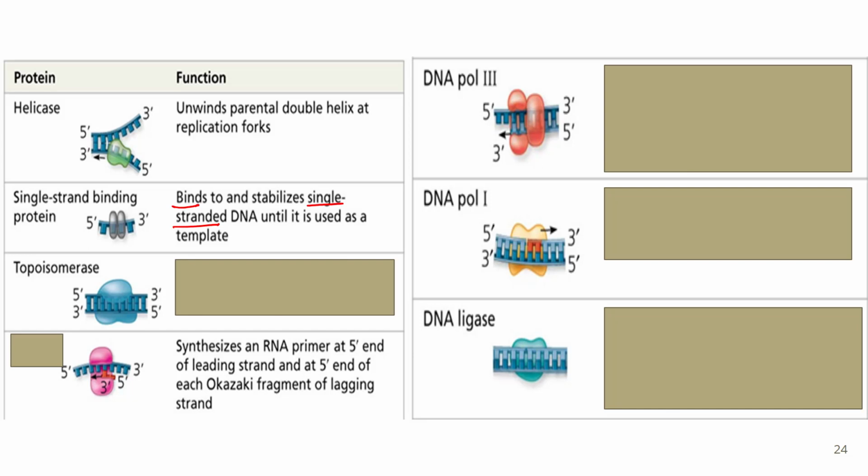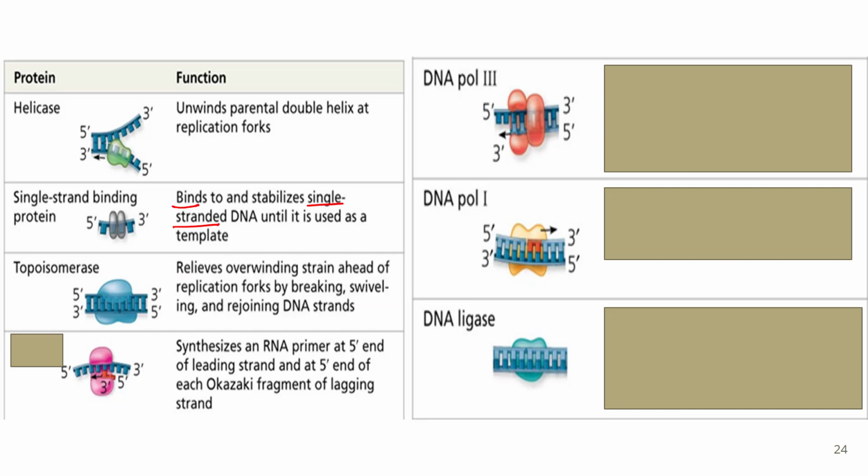All right. What does topoisomerase do? It cuts the DNA so that it can unwind the twists. Oh. Relieves overwinding strain ahead of replication forks by breaking, swiveling, and rejoining DNA strands. A very fancy way of saying exactly what she just said. It cuts the DNA so that it doesn't get too tight, right?